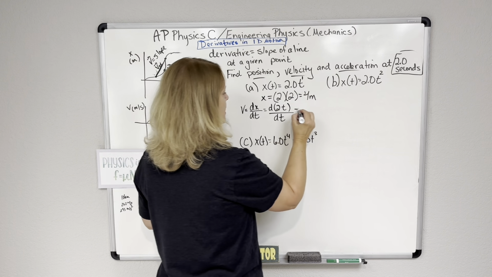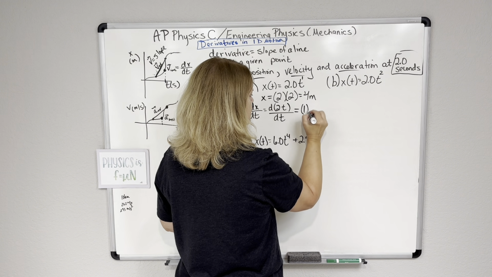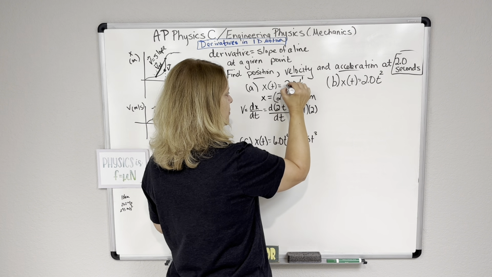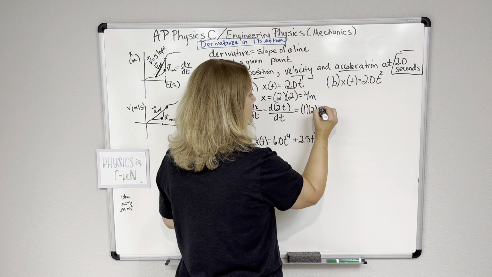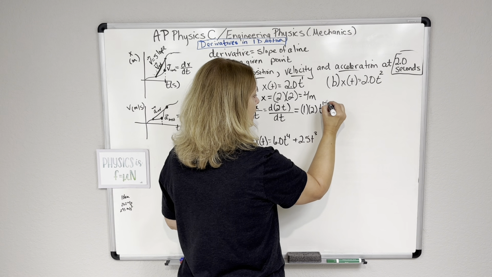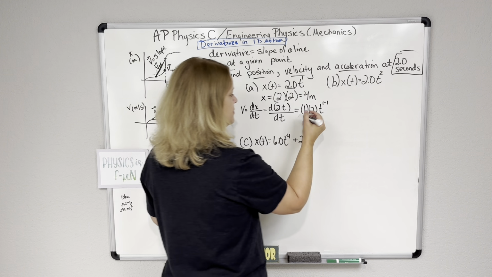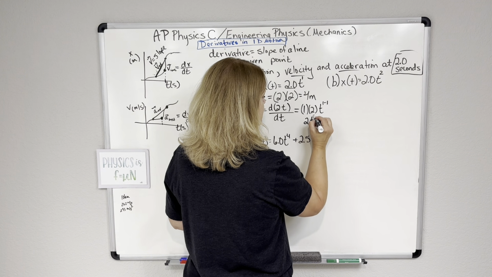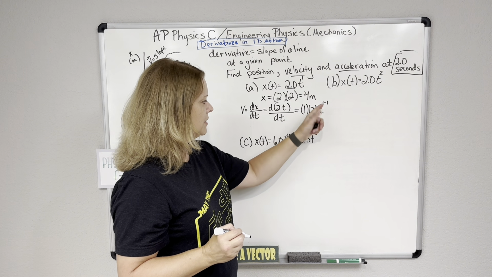So how do I do that? I'm going to go ahead and bring down that 1 in front of the 2. You bring your exponent down in front, so there's my 1 times what already is there. And then I subtract 1 from that exponent. So this is 2t to the 0, because I subtract 1, so 1 minus 1 is 0.